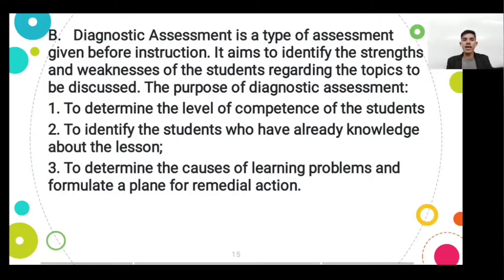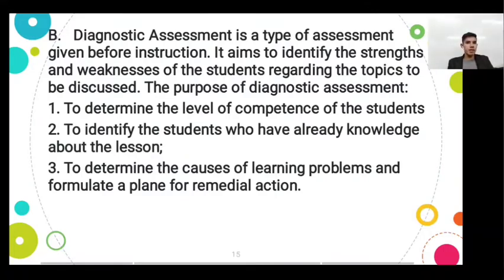Okay? We have diagnostic assessment. So, diagnostic assessment is a type of assessment given before instruction. Ibig sabihin, this is being given at the very beginning of the whole year or the academic year. So, in diagnostic assessments, as a teacher, we identify the strengths and weaknesses of the students regarding the topics to be discussed. Okay? So diagnostic and placement is almost the same.